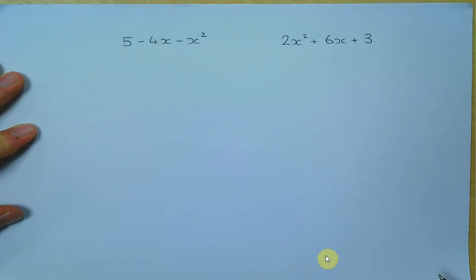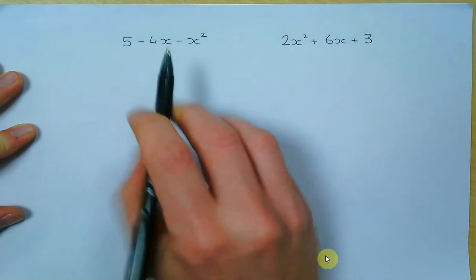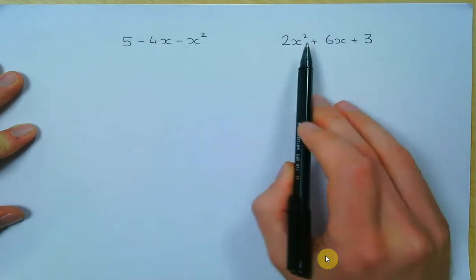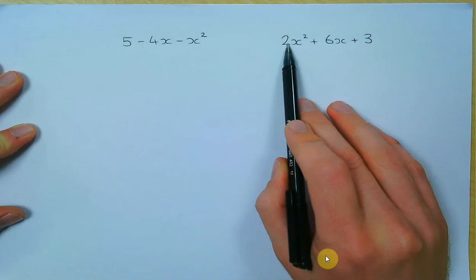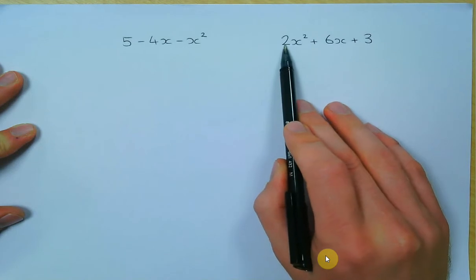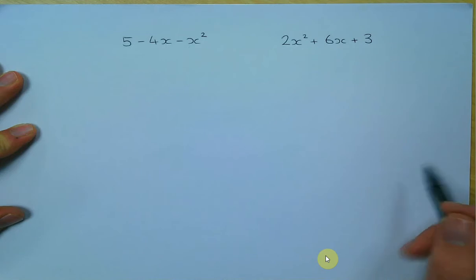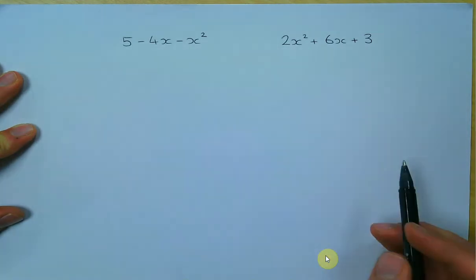Hi there guys, in this video we're going to have a look at how we complete the square on this one where we've got a negative coefficient of x squared, and here we've got a positive coefficient of x squared but it's greater than 1. So both offer some difficulties, and then we'll have a look at another one which combines both of them.